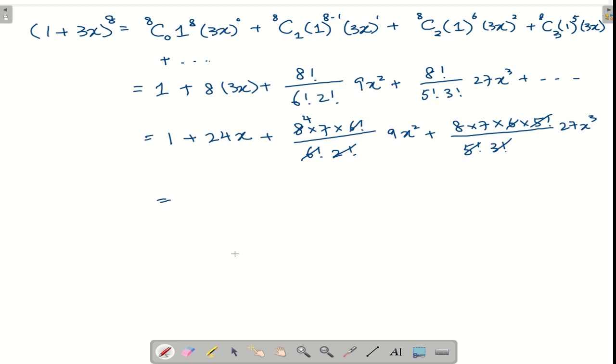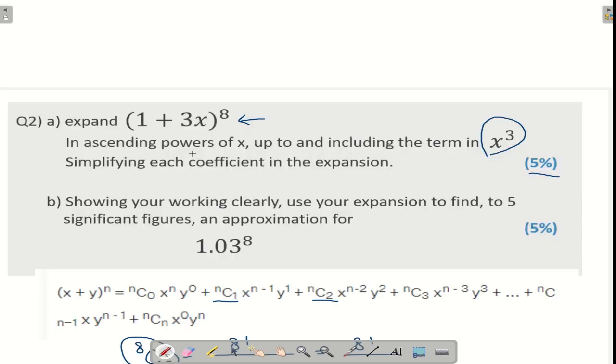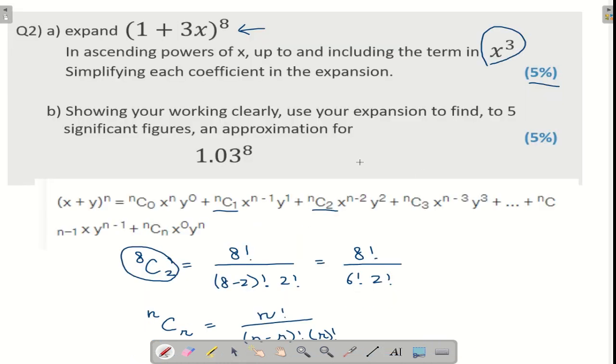So we use a calculator. We have 1 plus 24x plus 9 times 28 is 252x squared, plus 27 times 56 is equal to 1512x cubed. So this is the answer, in ascending powers of x, up to and including the term in x cubed, with each coefficient simplified. And now we do the following.